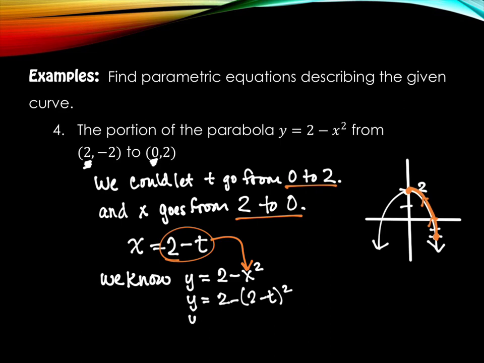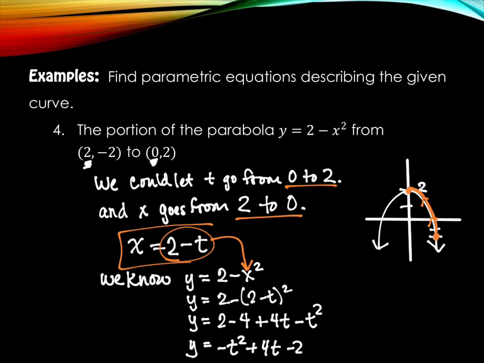We'll clean it up a little bit because we can. So this is 2 minus 4, I end up getting plus 4t and then minus t squared. This ends up giving me negative t squared plus 4t minus 2. So this parameter for x, this parameter for y, and what is my t parameter that I haven't written down yet? Yeah, 0 to 2. Are you good? Yeah.